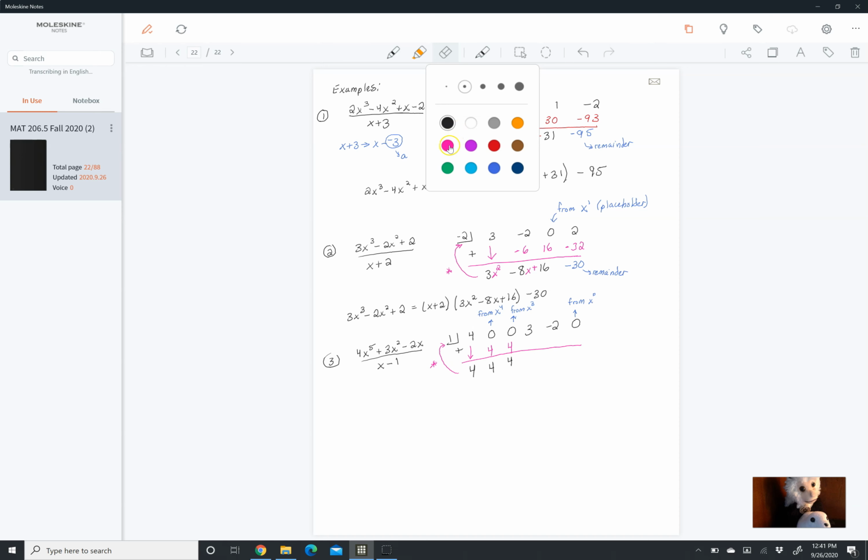And then we do the same thing. 4 times 1 is 4. And then once again, we take these and we add. So 3 plus 4 is 7. 7 times 1 is 7. And then we add negative 2 and 7. Negative 2 and 7 is 5. We multiply. 5 times 1 is 5.